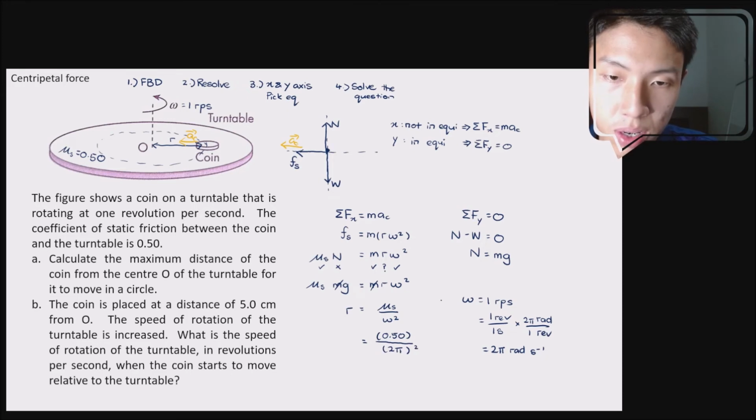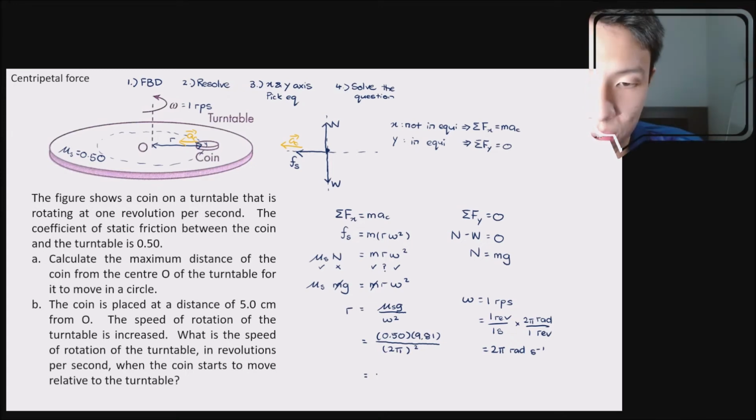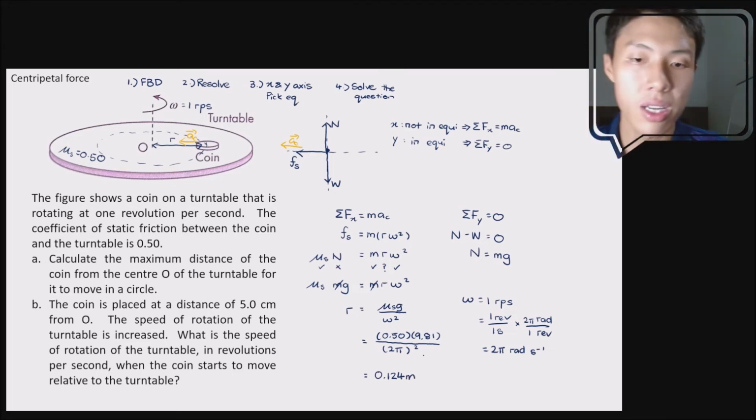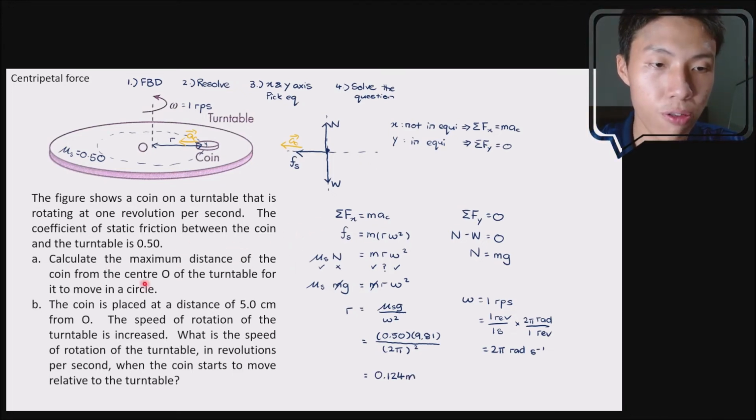Am I missing something? Yes, there's a g over here. It's mu s g divided by omega square. So there's a g over here, 9.81. If you put it into your calculator, I believe you should get a maximum distance of 0.124 meter. So that's how you obtain the maximum distance of the coin from the center O.